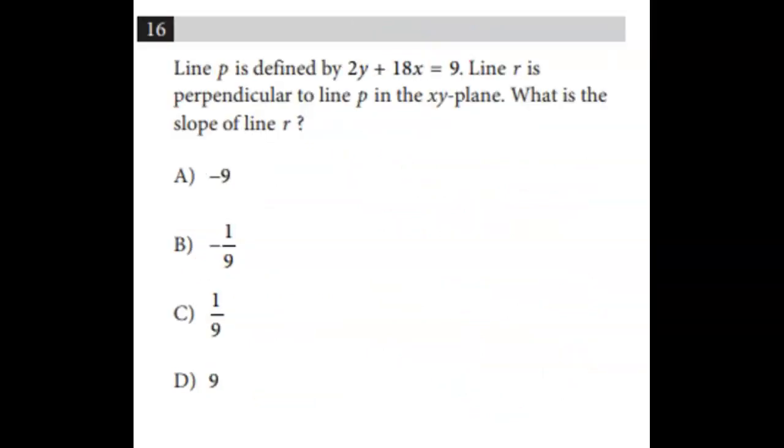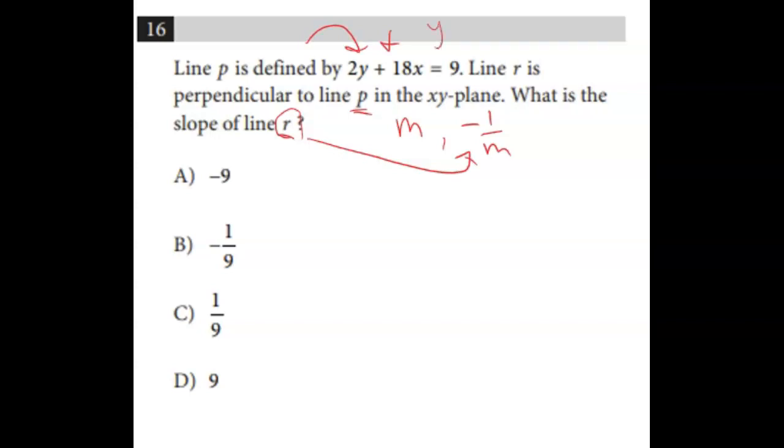All right, number 16. Line P is defined by 2y plus 18x equals 9, where r is perpendicular to line P on the xy plane. What is the slope of line r? So the thing about perpendicular lines is that one might have slope m, and the perpendicular line, a line that intersects it perpendicularly, will have a negative inverse slope. So if line P is this and line R is perpendicular to our line P, the slope of line R will be a negative inverse of the slope of line P.